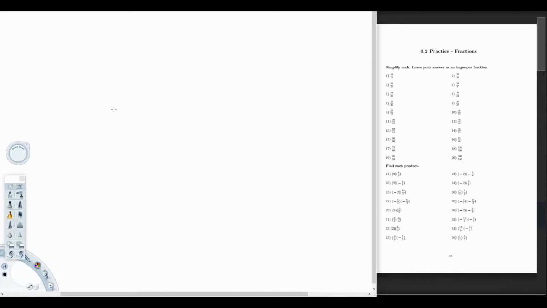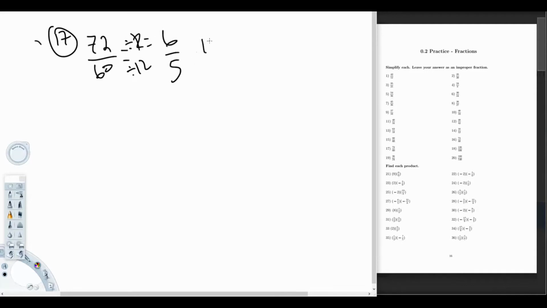All right, number 17 now. 72 over 60. That equals, if you divide by 12 and you divide by 12, equals 6 over 5. Number 18.